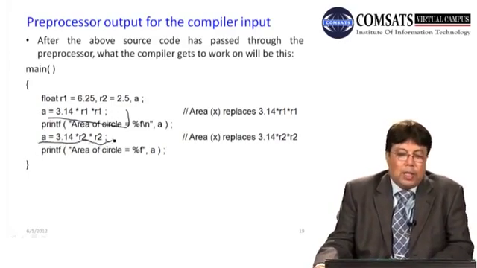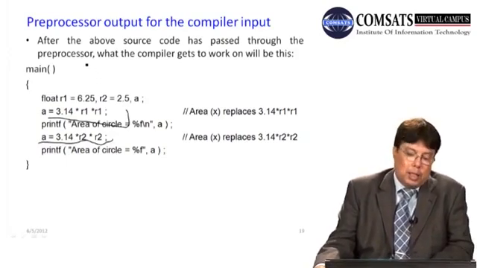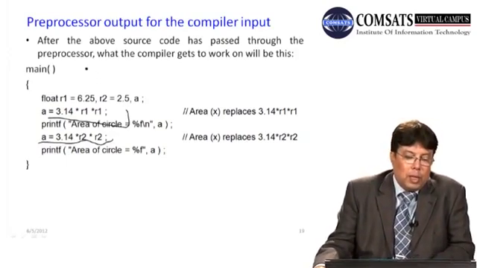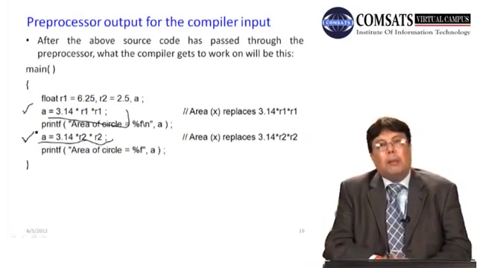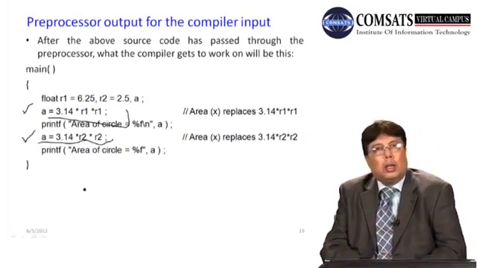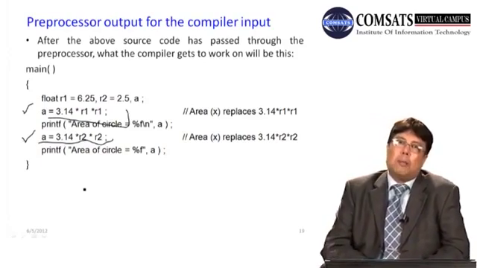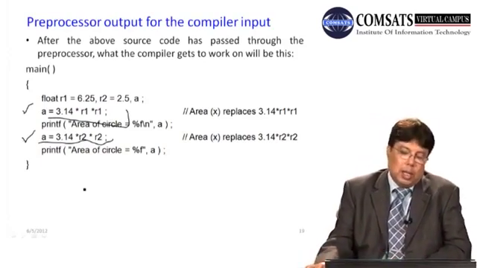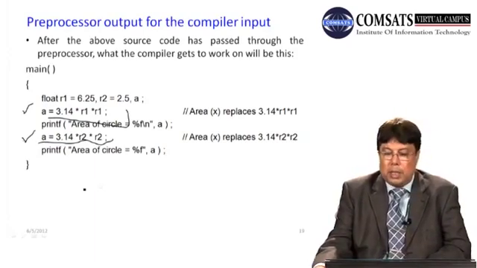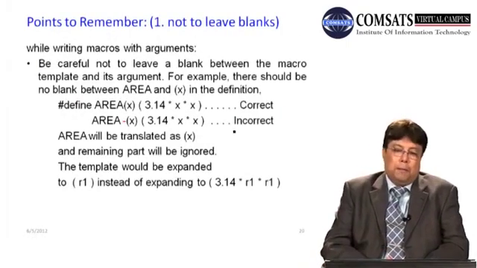So the compiler will never see area of x, rather the compiler will only see these two statements, which the compiler should translate or compile, find out the syntax errors and produce the object code. So area of x is replaced with 3.14 this one, and area of x the next time is replaced with this one. Okay, points to remember.